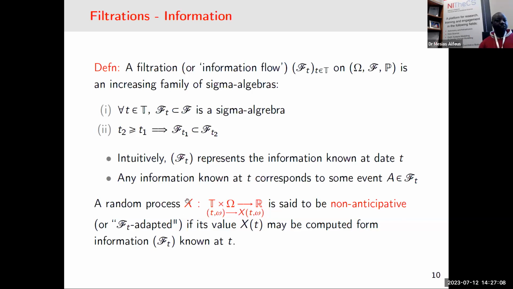Now the random process X is said to be non-anticipative, or what you call adapted. We say it is F_t adapted, meaning we know the value, or we can compute the value, from the information that we have. So we say the process is non-anticipative if the value of X_t can be computed from the information, which is the sigma algebra known at t.